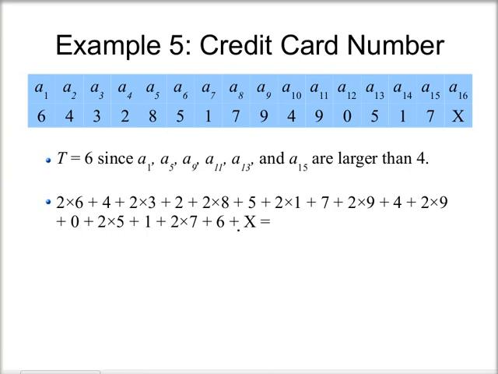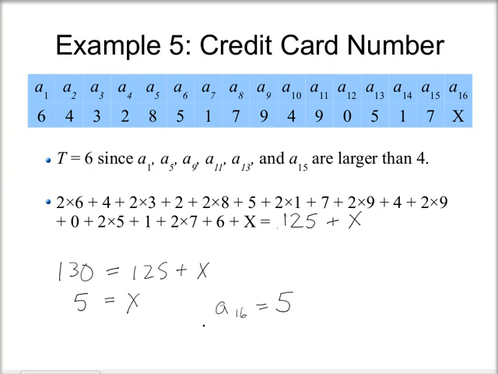So if I add up everything except for the X, I'm going to get a total of 125, so this is equal to 125 plus X. Now my rule is that this sum should be evenly divisible by 10. Well, the next number that's evenly divisible by 10 is 130, so I want to have 130 be equal to 125 plus X. Then I can subtract 125 from each side, so that's going to give me 5 is equal to X, so my check digit A16 should be 5 for this credit card to be a valid number.